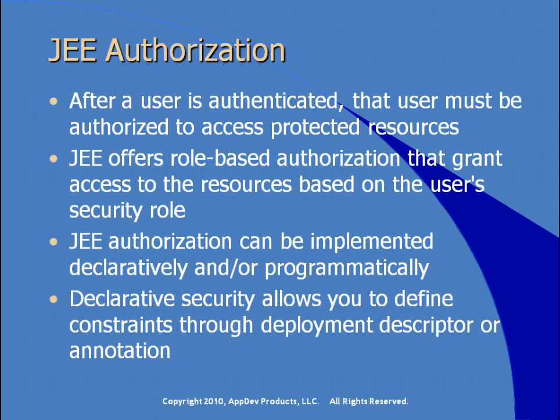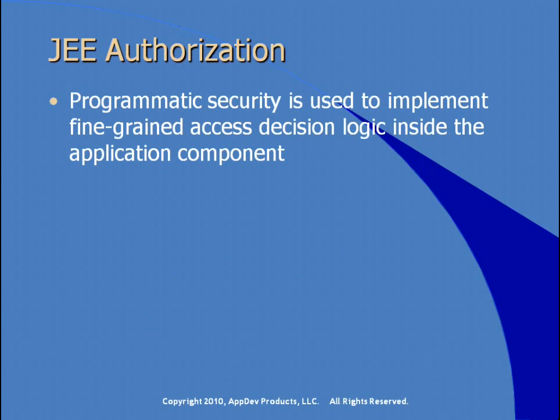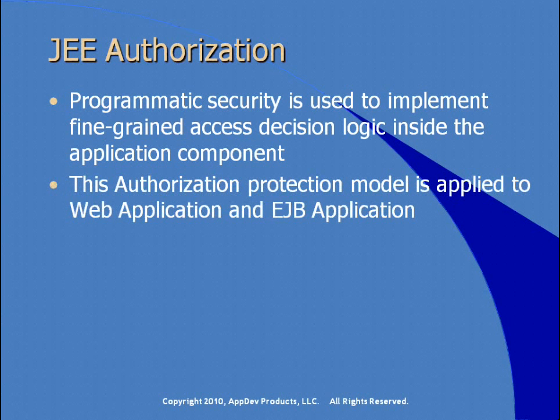Declarative security allows you to define security constraints through the application deployment descriptor or by providing annotations in the code. Programmatic security is used to implement fine-grained access decision logic from inside of the application component, giving the programmer a little more control. The authorization protection model is applied in a Java EE application to both web applications and EJB applications.